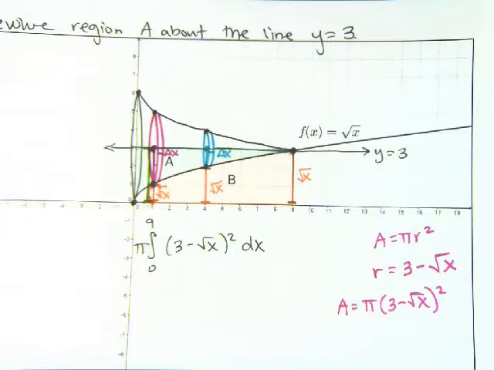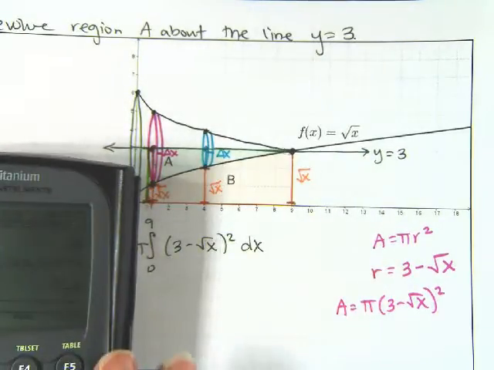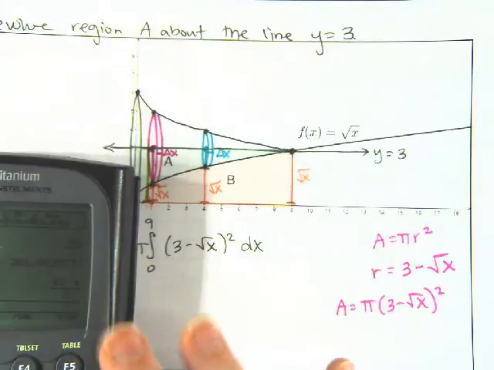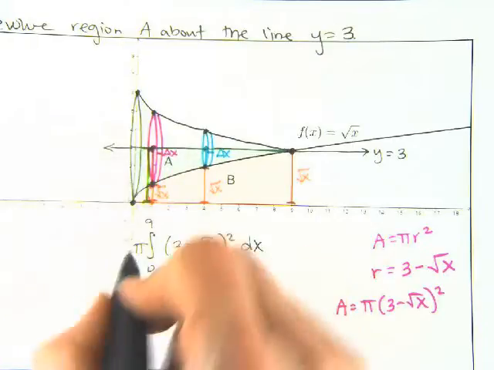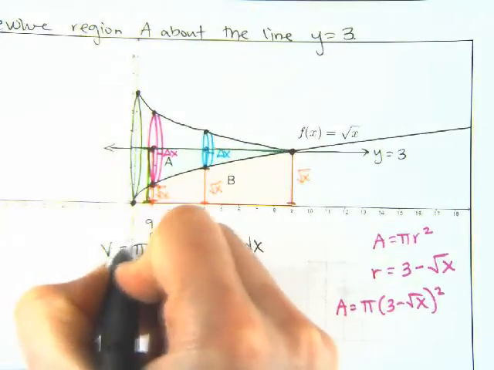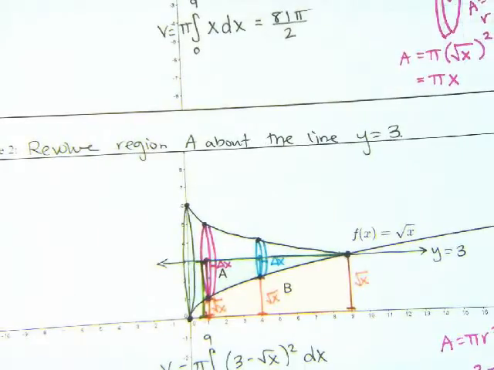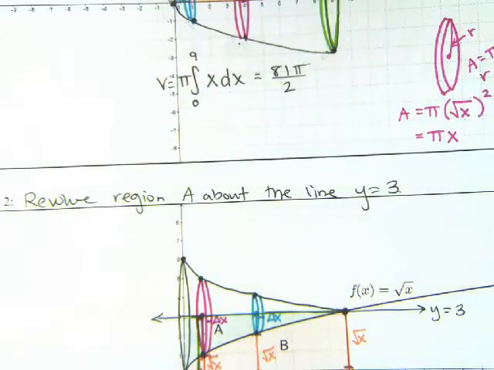Come here, trusty TI-89. Okay, so we're going to put in 3 minus root x squared. Make sure you have appropriate parentheses from 0 to 9. Enter, and I end up getting 27 pi over 2. So this is the volume. Let me put b equals here. 27 pi over 2.